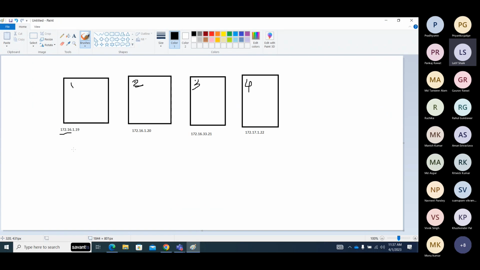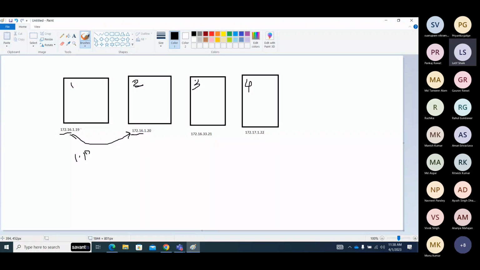So 172.16. For PC2, what is the network portion? 172.16. Both will communicate with each other. The host portion is a little different. At least one difference is required. In any one host portion, at least one difference is good.